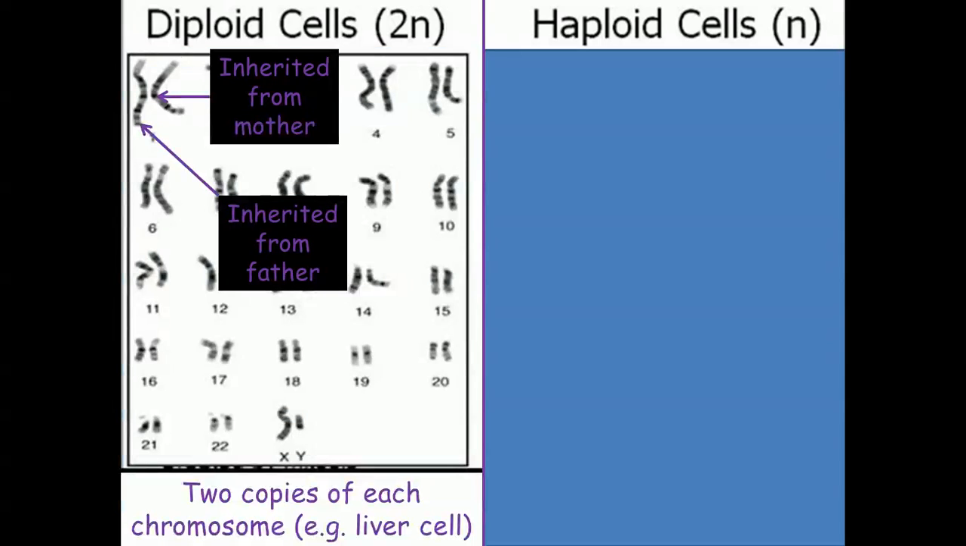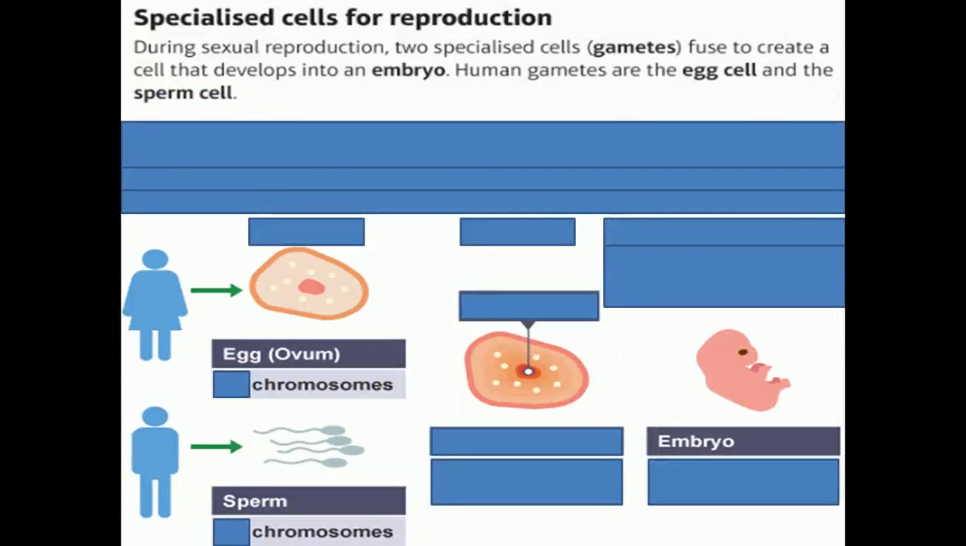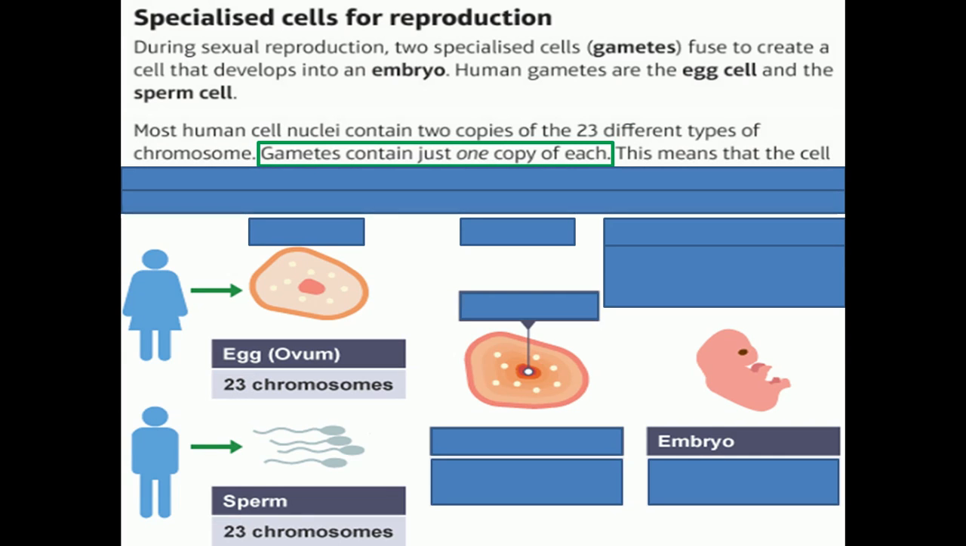Diploid cells are cells that have two copies of each chromosome, where one copy is inherited from the mother and the other copy is inherited from the father. Some cells are haploid, and this means that they contain one copy of each chromosome, such as gametes. Human gametes, the egg and sperm, contain 23 chromosomes. This means that they contain one copy of each chromosome, making the gamete cells haploid.